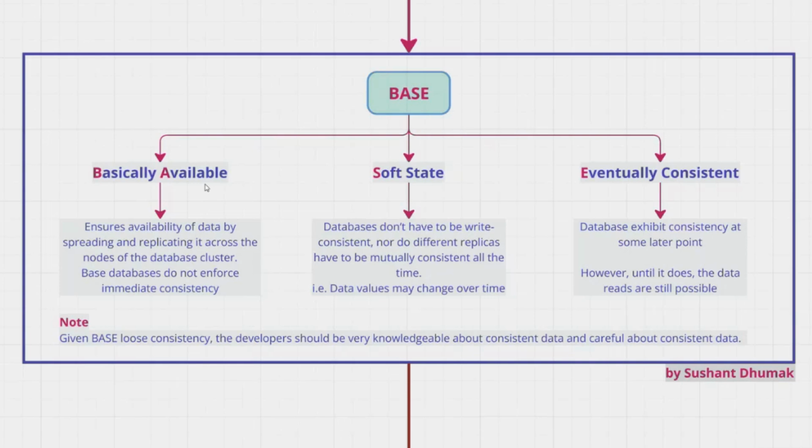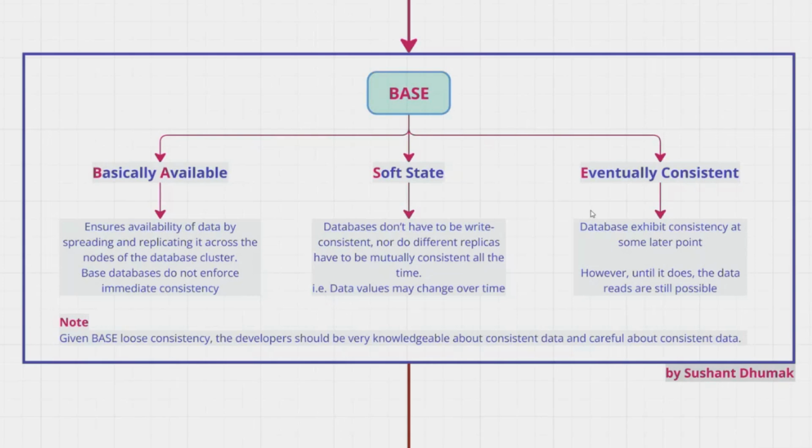That means you will get the data whenever you send a request, but the data may not be the latest data that has been updated. Soft state indicates that the data is not fixed but fluctuating, reflecting the concept of eventual consistency. It means the database doesn't have to be right-consistent, nor do the different replicas have to be mutually consistent all the time. So these values keep on changing. Soft state stands for the data state not being fixed. It is changing over a period of time, like eventual consistency. It will change after some time, and when a later request comes, it will get the latest information. But at this point in time, the data is going to change over the period of time.